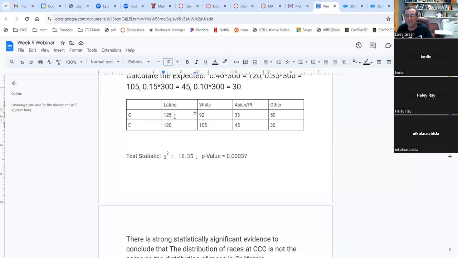If you want to delve deeper into this and figure out which race really is different, that's made this a different distribution, any guess on what you have to do? And from now on, I'm going to be saying this a lot. Any guess?